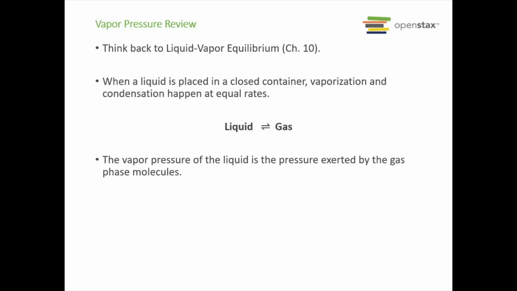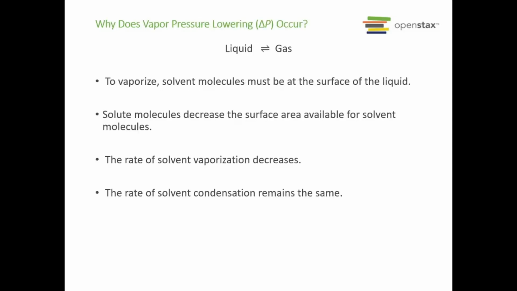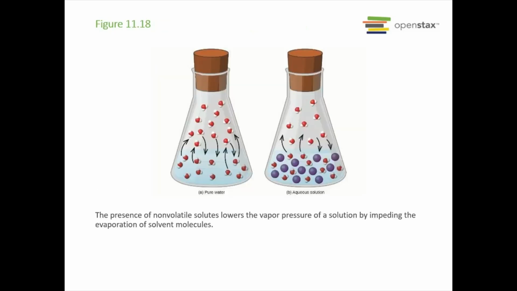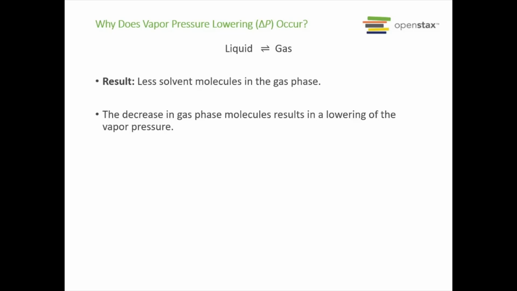If you remember back, we talked about liquid-vapor equilibrium. If we put a liquid in a closed container, we get this equilibrium of vaporization and condensation at equal rates. The vapor pressure of the liquid is the pressure exerted by the gas phase molecules. More gas, the higher the pressure. So we need solvent molecules at the surface to vaporize. But if we put some solute in there, we decrease the surface area available for those solvent molecules to vaporize. Since less of them can vaporize, the rate at which this happens decreases, but the rate of condensation stays the same. So what ends up happening is we have less going into the gas phase, meaning less gas pushing down onto the liquid, lowering the vapor pressure.